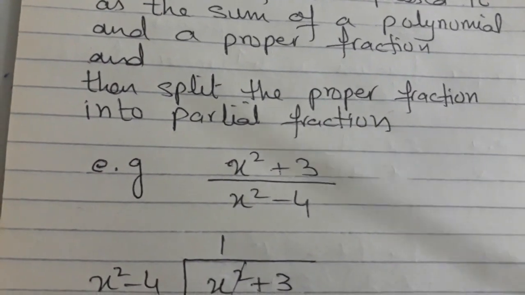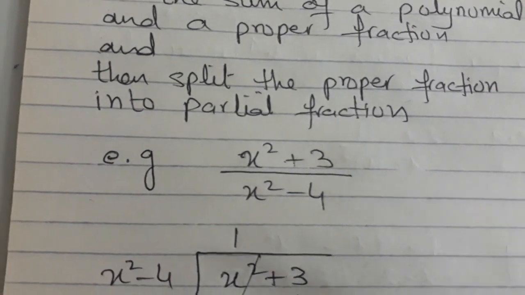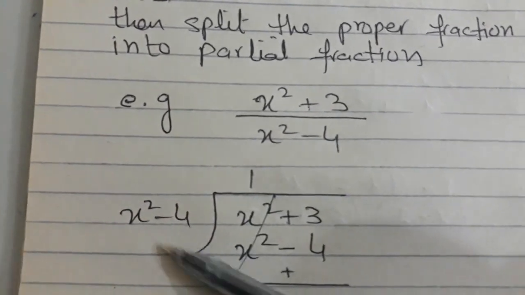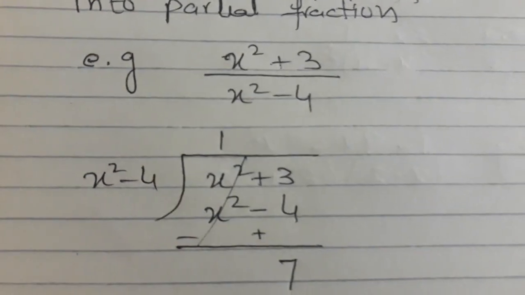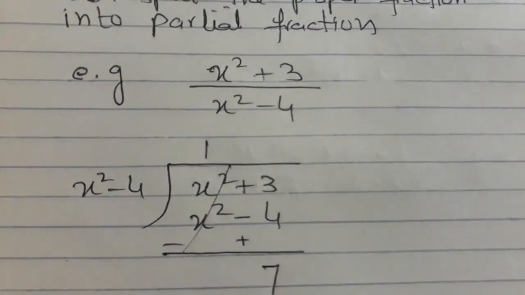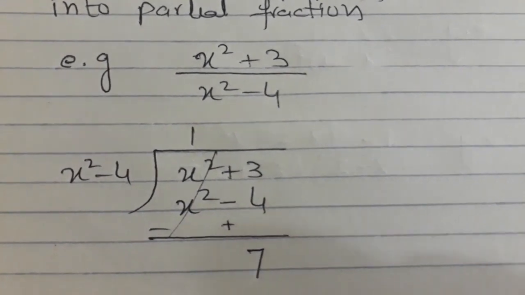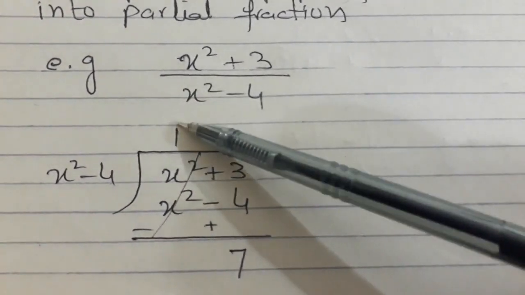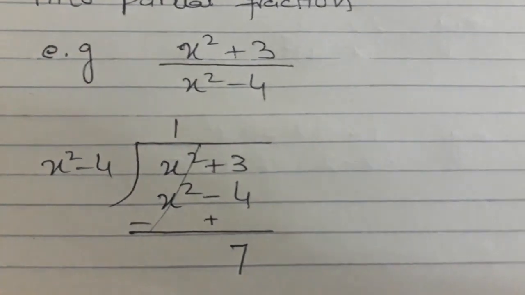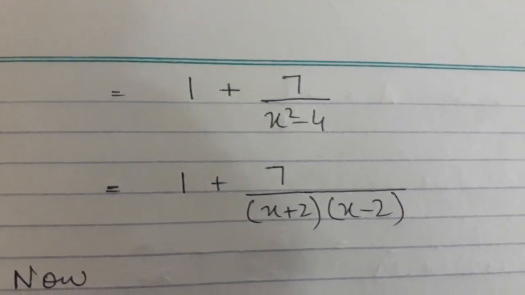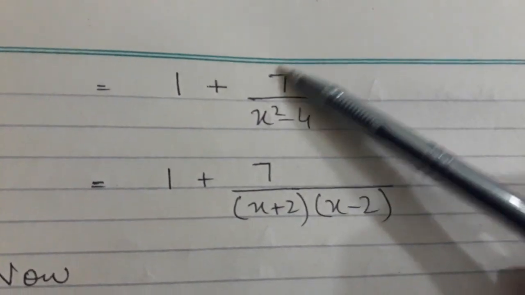There is another way also, but first I'm doing it by the long division method, and I'll teach you the other method also. So I'm dividing it. I have already explained in my earlier video how to do long division. So I'm applying the same method and I am getting 7. So it means 1 plus 7 over this. So I have gotten a polynomial and the proper algebraic fraction.